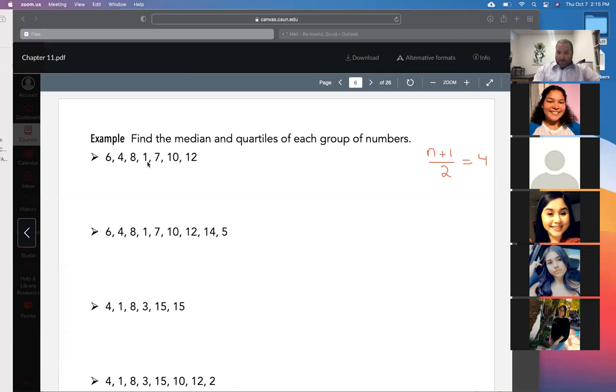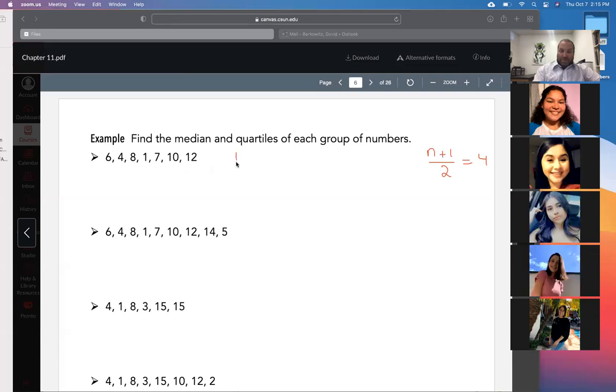Would you count it? 7? So what do I do first? Order them. I have to put them in order. So 1, 4, 6, 7, 8, 10, 12. So the first thing we do is we put them in order.